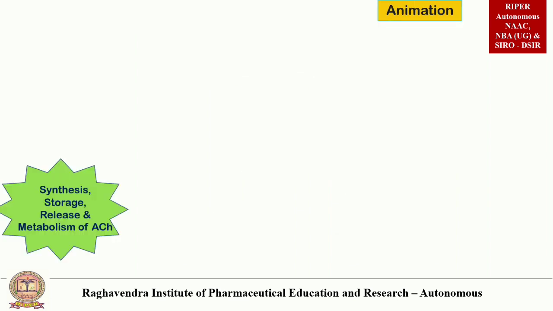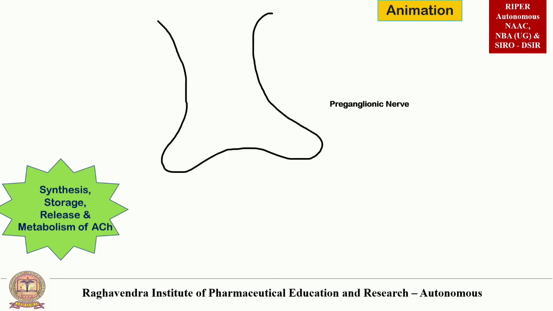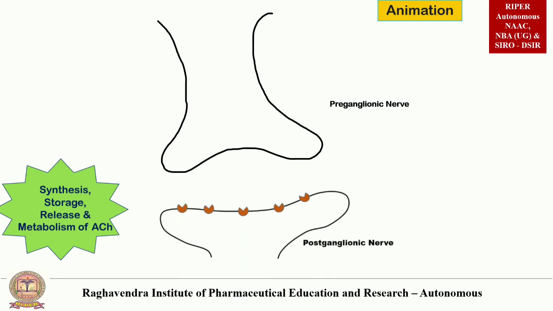Let us see how acetylcholine is synthesized, stored, released and undergoes metabolism at ganglionic site. This is preganglionic nerve. This is postganglionic nerve, which has cholinergic receptors. The gap between preganglionic nerve and postganglionic nerve is known as synapse. Preganglionic nerve is embedded with choline transporters, through which choline is actively transported along with the sodium ions. This transport can be inhibited by hemicholinium.